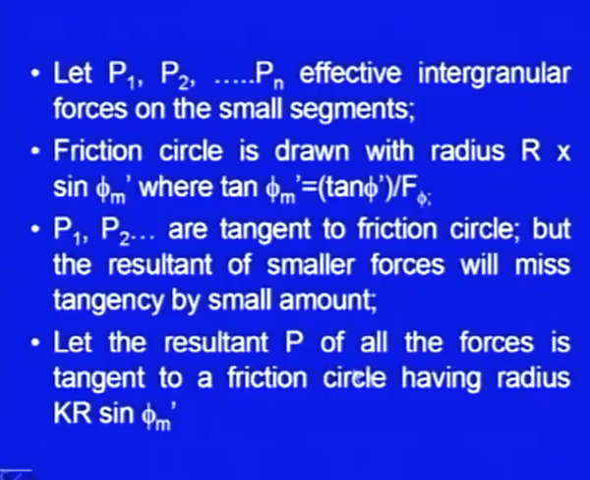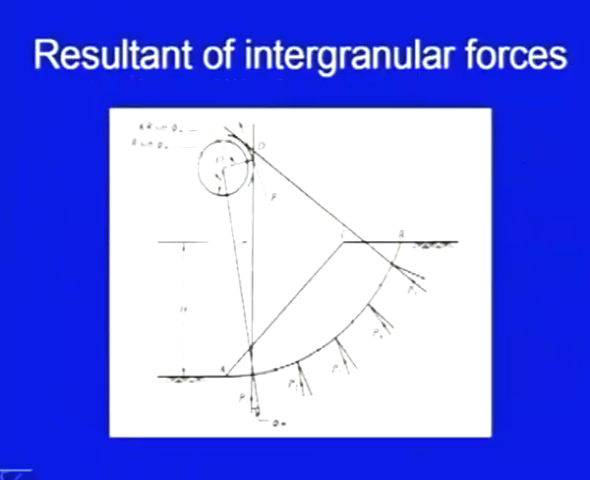Let the resultant P of all the forces be tangent to a friction circle having radius k r sine phi m dash. So, let us say there is a factor k which we have to multiply, so that we get a modified circle, you can call it a modified friction circle, a little bit larger one, so that this resultant tangentially touches this circle.